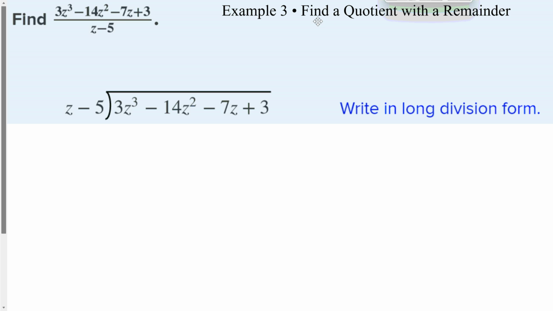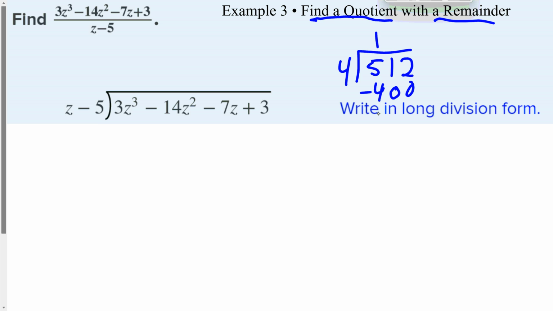Example 3, we're going to find a quotient with a remainder. So when we divide this, we're getting a remainder. Think back to 5th grade or 6th grade. When I divide this, I say what times 4 gets me close to 5, and that'd be 1, right? Bring down 2 zeros, and then we subtract. Then we keep going.